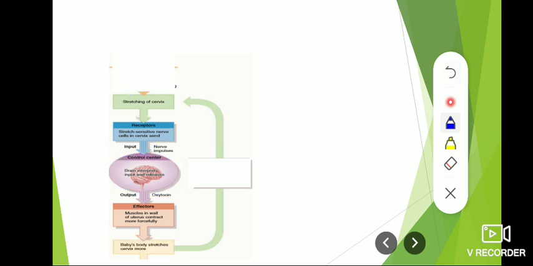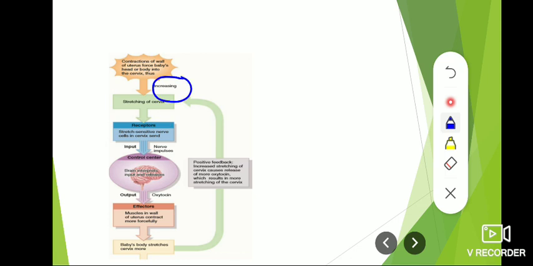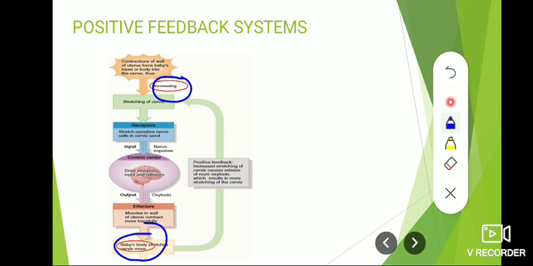Baby's body stretches the cervix more. So see here, increasing stretching leads to further increasing stretch. So it is in the same direction. So this is called a positive feedback mechanism. The stimulus is leading to further rise. In the negative, an increase leads to decreasing, but here an increase leads to increasing.